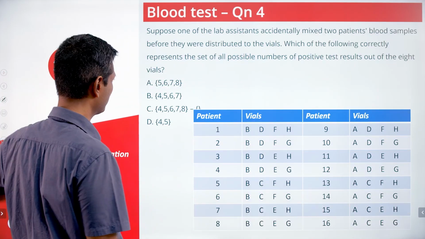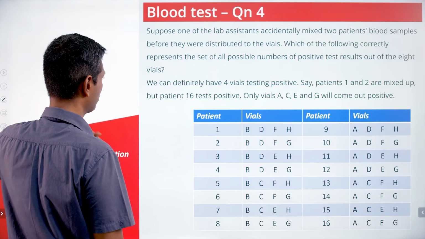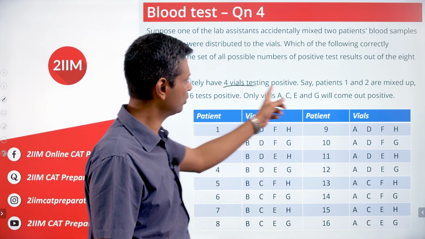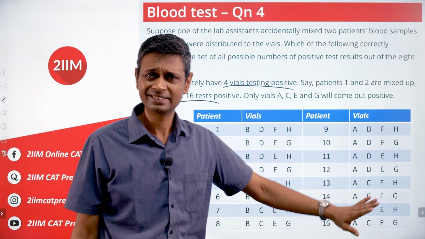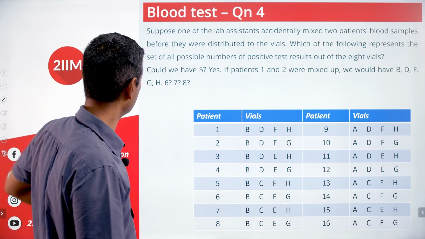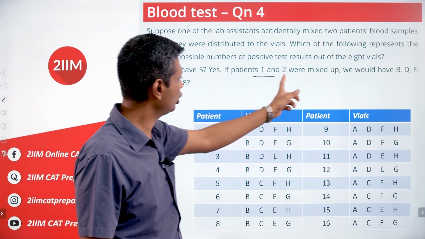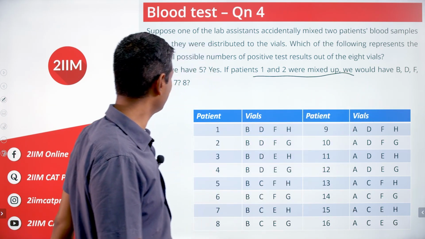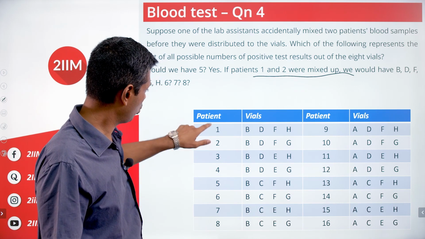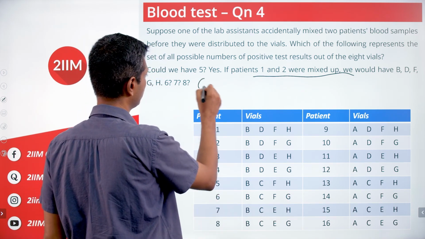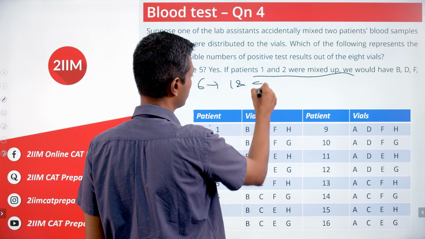Lovely. So let's go step by step. 5 vials is very much possible. 4 vials testing positive is possible if 1 and 2 are mixed up and someone else, 16, tests positive. If patients 1 and 2 were mixed up, we would have B, D, F, G, and H. One of them has the illness. Right? 6 is possible, with 1 and 4 mixed together.